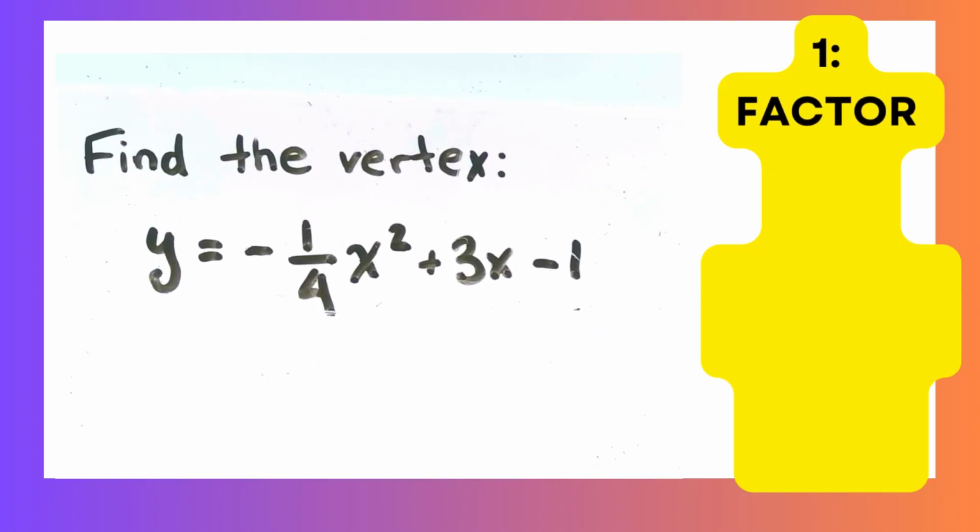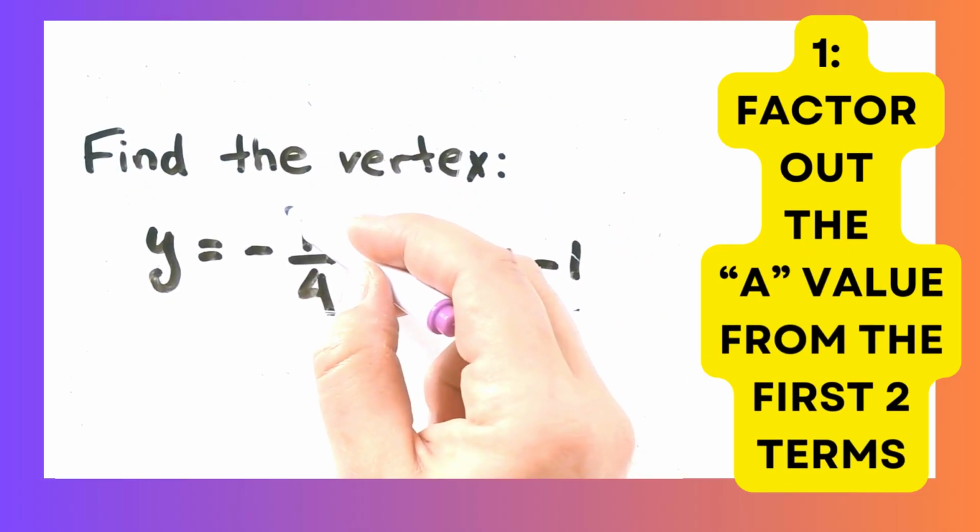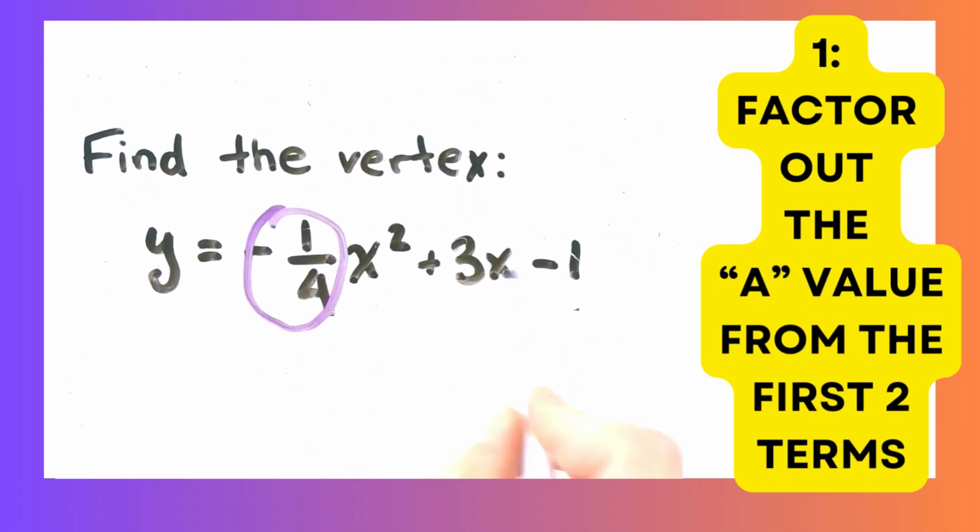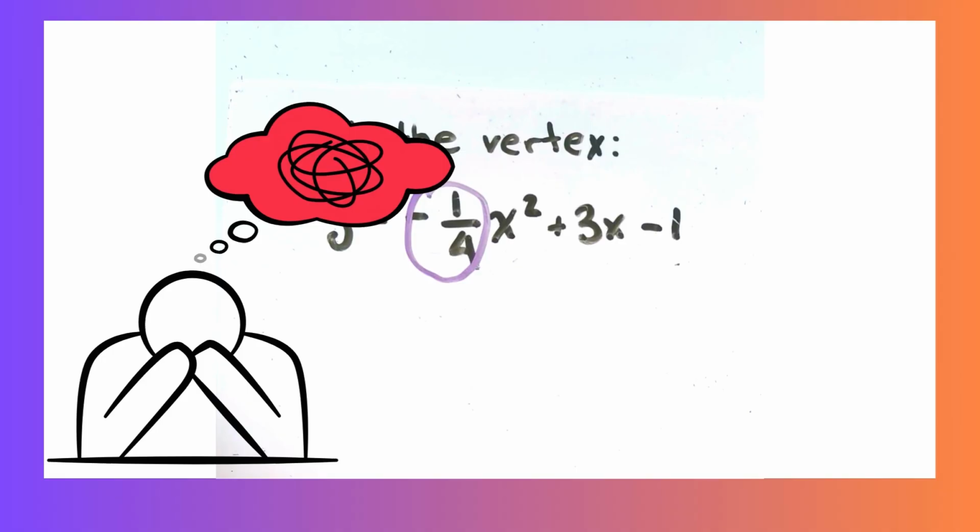The first thing I always do is I want to see what my a value is, and I need to factor it out. But I only factor it out of the first two terms, not the last term, which actually makes it a little bit cleaner. And this throws people off because it's a fraction. So they start multiplying by the fraction, and then they're thinking, oh no, now I have fractions, this is such a big mess. But really, factoring out a fraction is very easy.